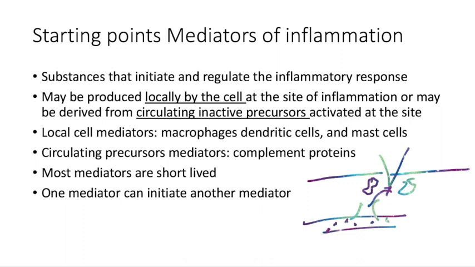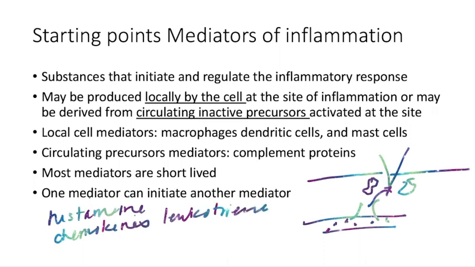Most mediators are short-lived, meaning they do not hang around for a long period of time, and one mediator can initiate another mediator. So the most important mediators are some vasoactive amines, lipid products, cytokines, and complement. So these would be like histamine, chemokines. We're going to go into each one of these, leukotrienes, and complement.